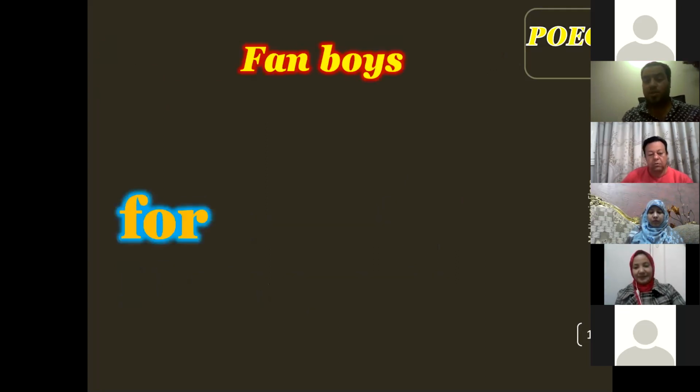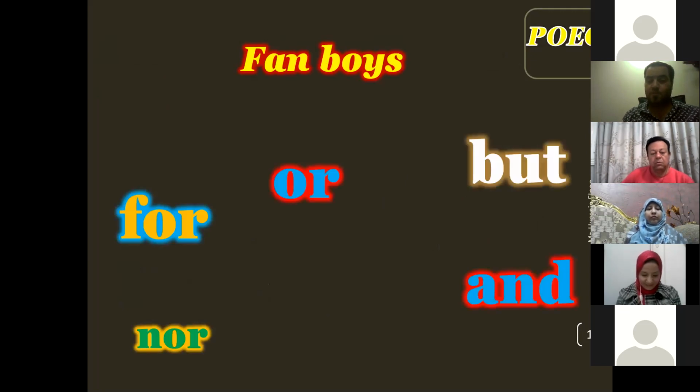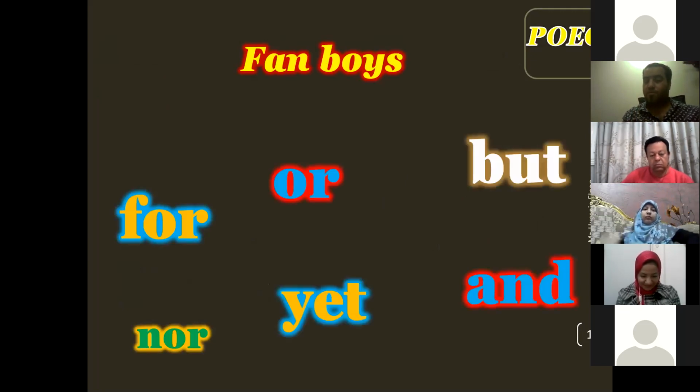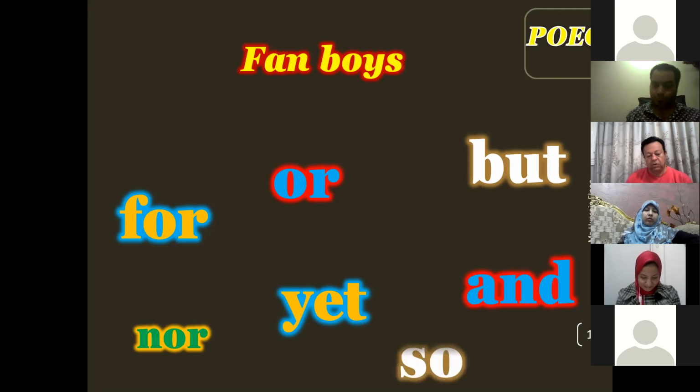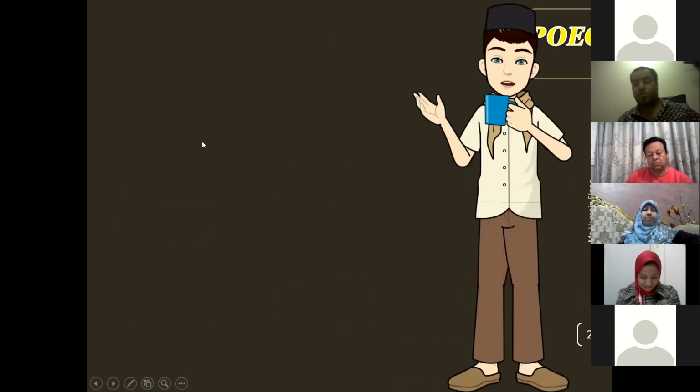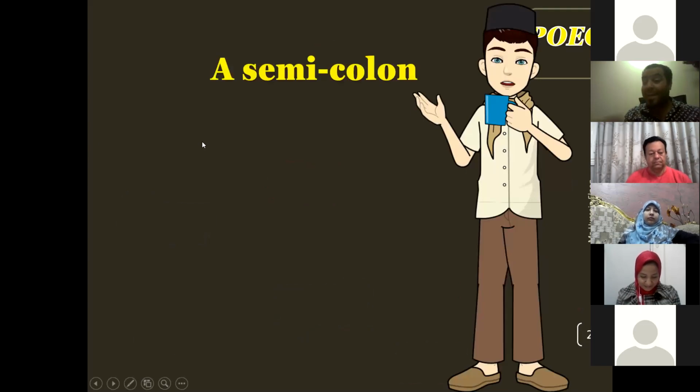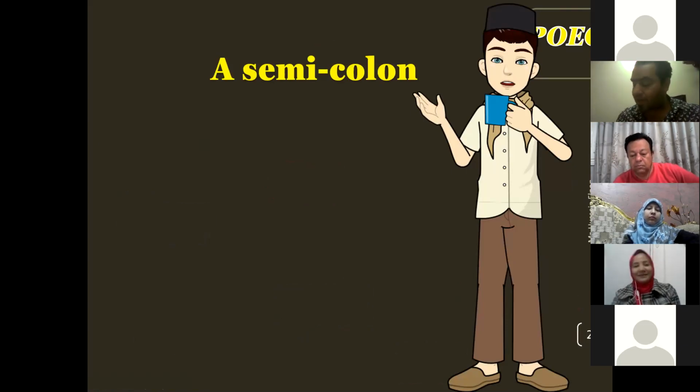So these are the fanboys: for, and, nor, but, or, yet, and so. These are the fanboys that we can use to link a compound sentence, two independent clauses together. I can do it without those fanboys. I can use a semicolon. Can you show me how I can type the semicolon?